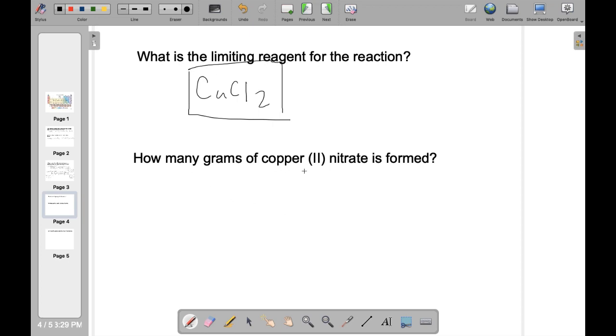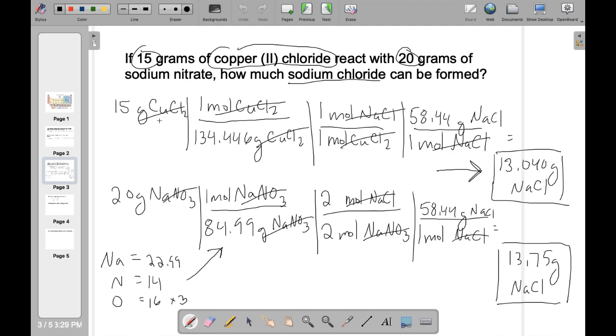How many grams of copper 2 nitrate is formed? All right, now we have to do a whole other calculation. They really like calculations in chemistry. The more they can make you do in one problem, the happier they are. Well, how am I going to figure this out? First of all, I know that my limiting reagent is copper chloride. So I'm going to have to start out with 15 grams of copper chloride.